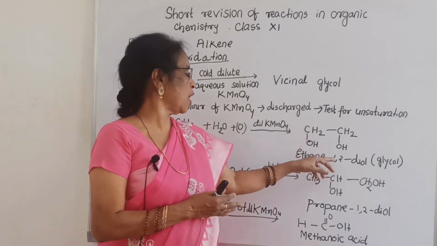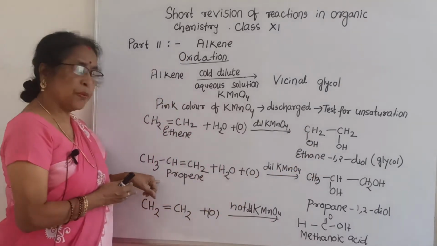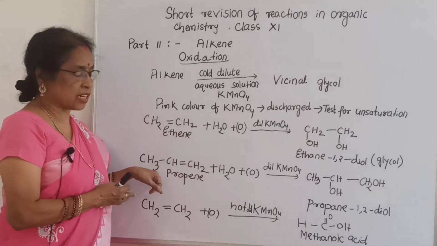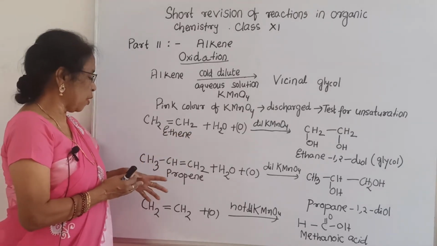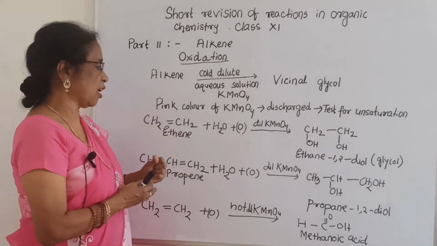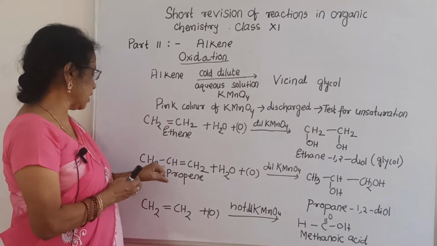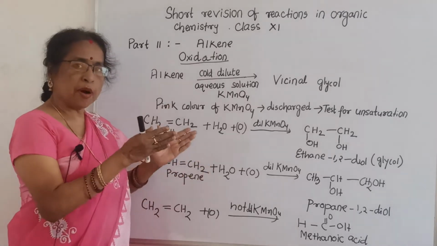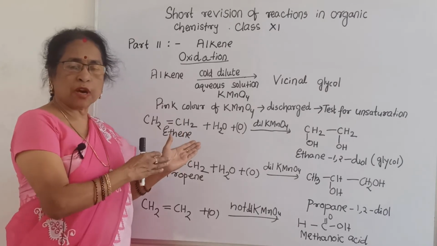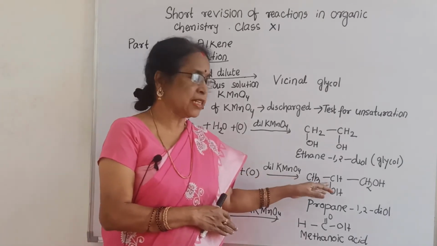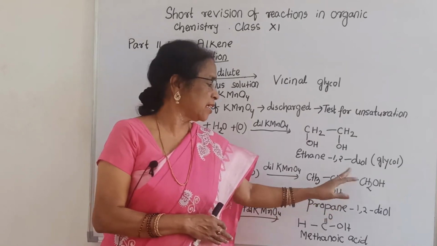So ethane 1,2 diol. This is known as a symmetrical alkene. If you take an unsymmetrical alkene, there is no problem. Here again you will see where the OH group will attach. One OH group on the left side of the double bond and one OH group on the right side will attach: CH3, CHOH and CH2OH.